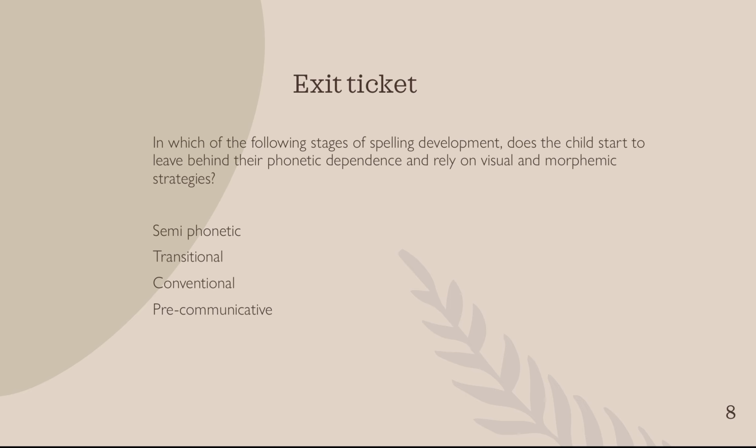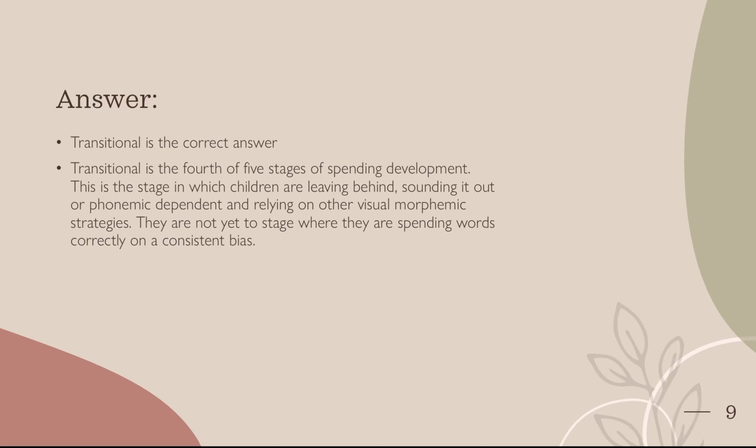Okay, now moving forward. The correct answer would be transitional. Transitional is the correct answer. So if you got that, congrats. Now, why is this the right answer? Well, transitional is the fourth out of 5 stages of spelling development.